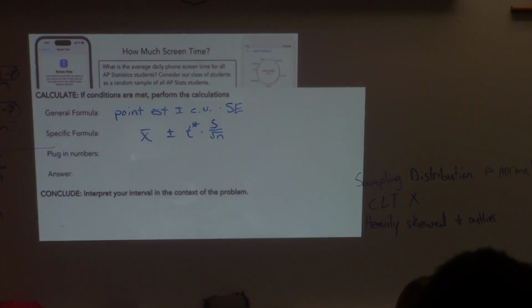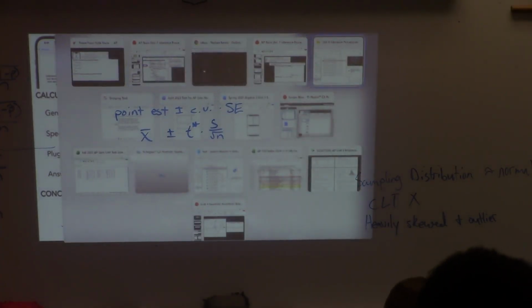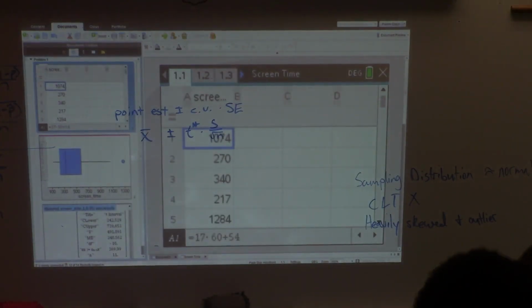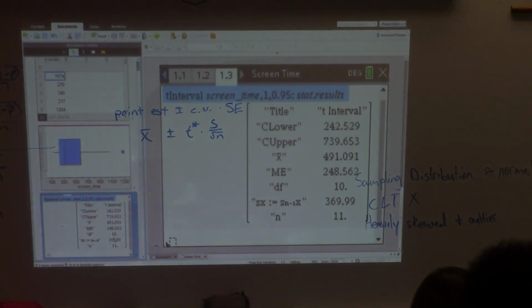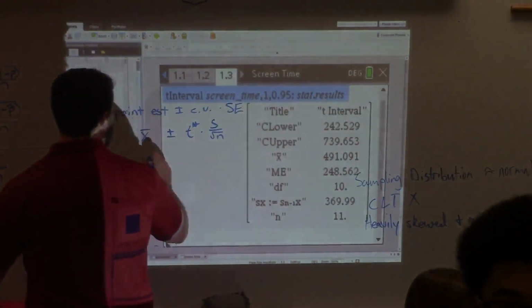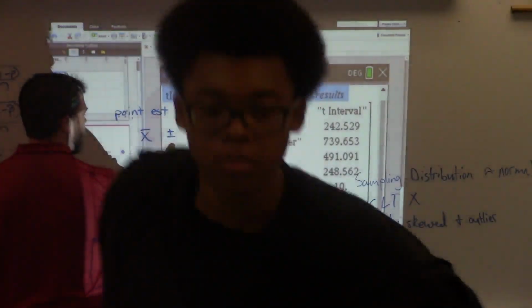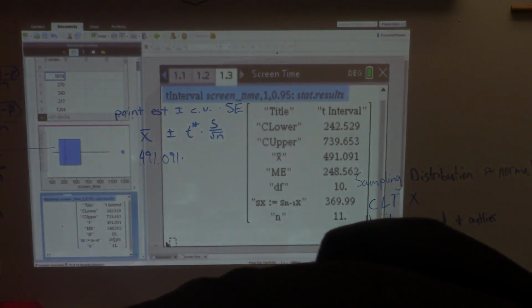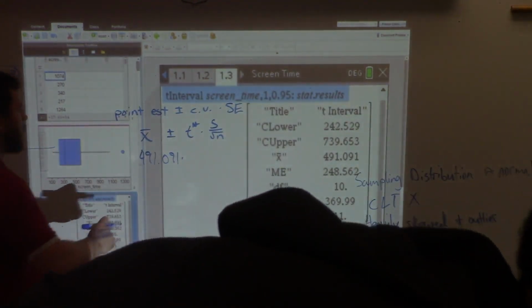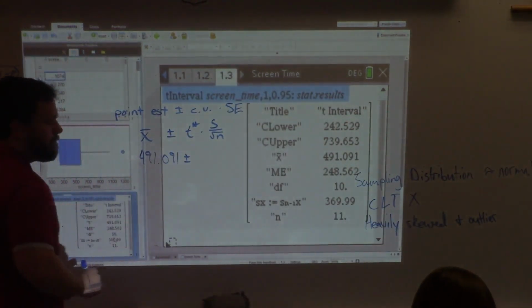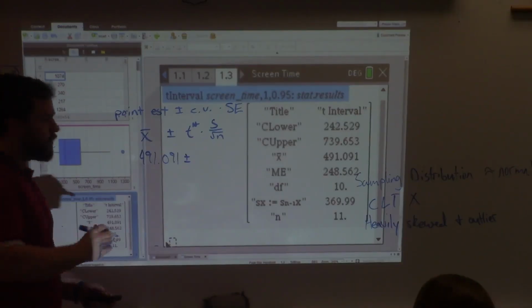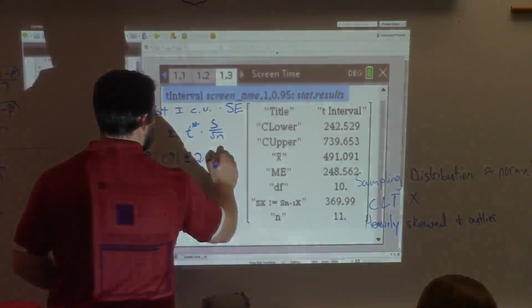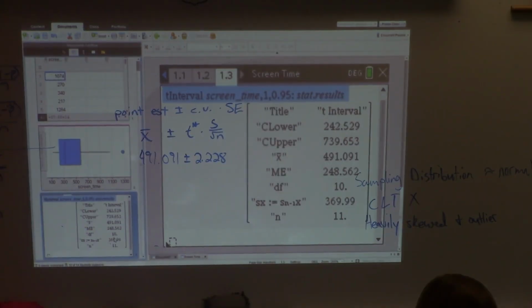It was 491.019 plus or minus, I have that written down there. So 491.019 plus or minus, okay, what was our critical value? 2.228. And how do we get that critical value?